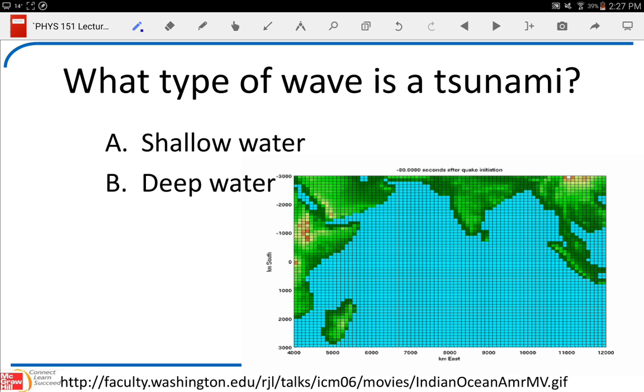This is also not an active clicker question. Don't worry about getting out the clickers. What do you suppose it is? How many people think, by show of hands, that a tsunami is a shallow water wave?